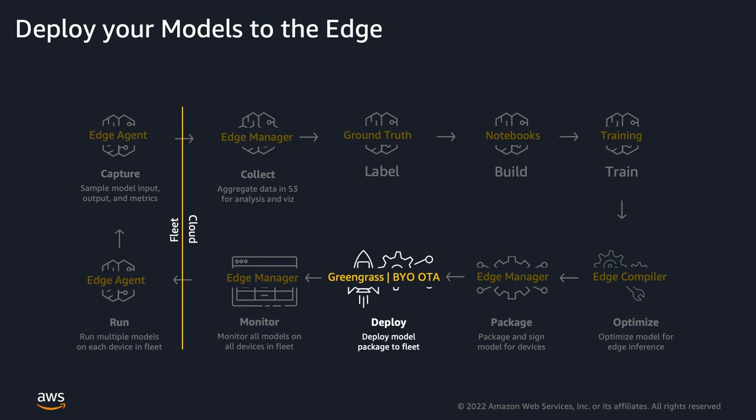SageMaker Edge supports different ways to deploy models to edge devices in production, including IoT Greengrass v2 or using your own deployment mechanism. But we also want to make it easy for you to get started with SageMaker Edge and run your models on an edge device.